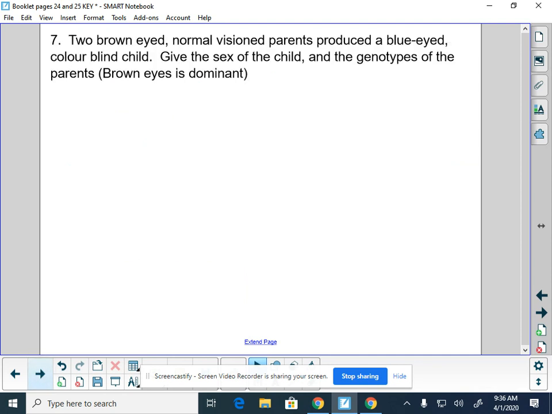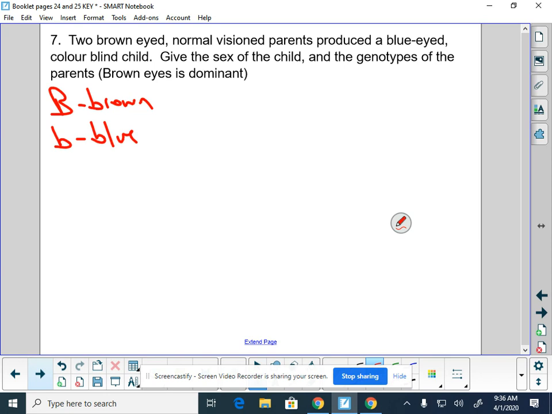Next one's a little bit different because you don't have to do a Punnett square here. We have 2 brown-eyed normal vision parents. So we have 2 brown-eyed, brown eyes is dominant, blue eyes is recessive, plus the normal X-linked vision stuff for color blindness. So we've got brown-eyed normal vision parents. So there's the dad. And we don't quite know just yet. They produced a blue-eyed colorblind child.